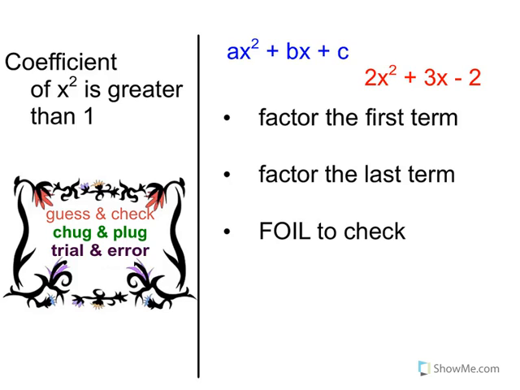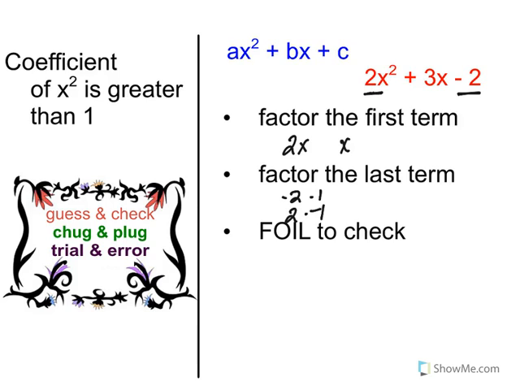When that leading coefficient is greater than 1, a method that we could use to solve it would be to use guess and check. In the guess and check method, what we do first is we factor the first term. So if I factor 2x squared, that could be factored into 2x and x. I factor the last term. Negative 2 could be factored into negative 2 times 1 or 2 times negative 1. And then we pick a combination as far as our binomials are concerned, and then we would FOIL to check.